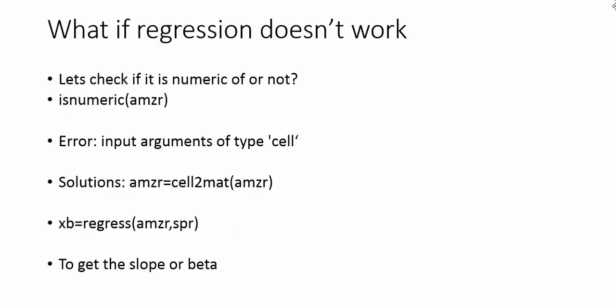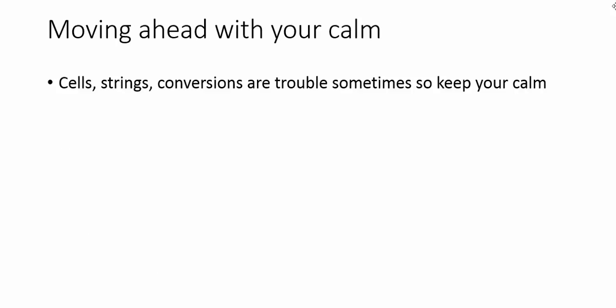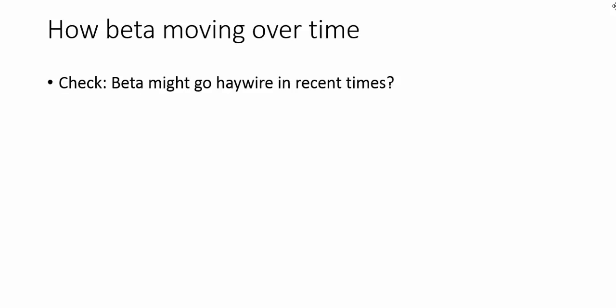If the regression does not work and we are facing trouble, what could the problem be? One problem is that some of the inputs are not numeric, so we'll use the isnumeric check. Another problem is that the argument type is a cell, so we'll use cell to matrix, and once everything is done, we can use the function to get the slope. So these are the troubles that we can face.